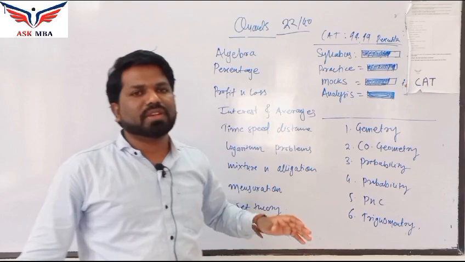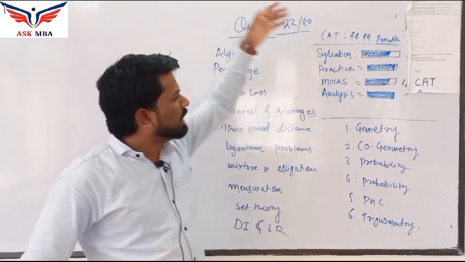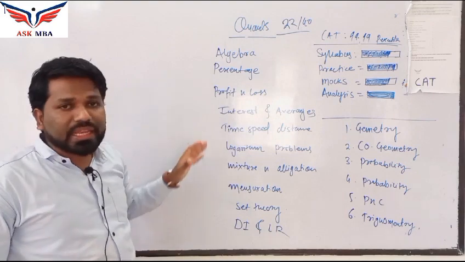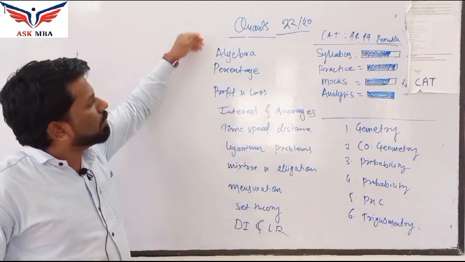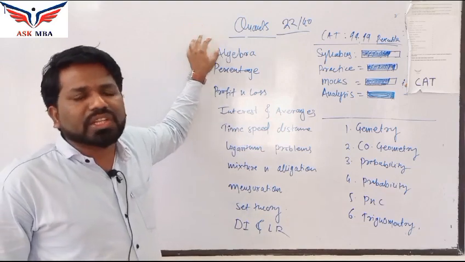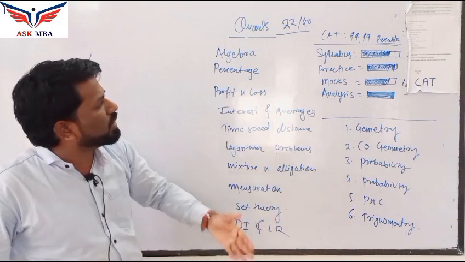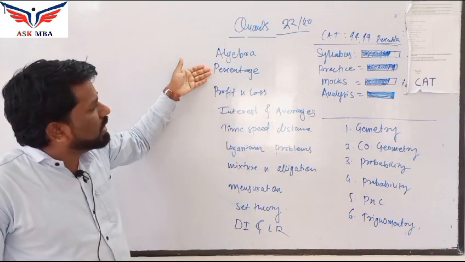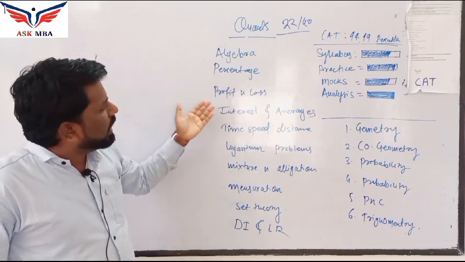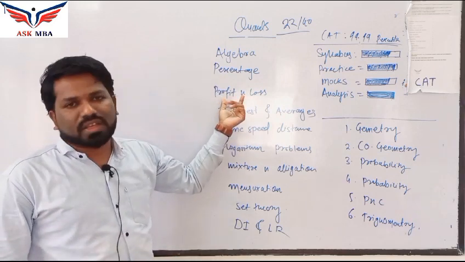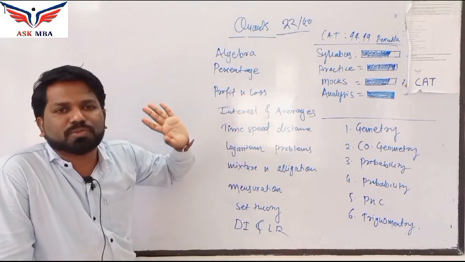Let's talk about one section at a time. First, Quants. We have 22 questions for 40 minutes. These are the topics which are highly important, according to me, for your CAT examination. For example, algebra. You might have seen at least one question in your previous mocks which you have been attempting for the past 6 months. Again, percentage, which is the principal concept for all of these. Again, profit and loss, which is one of the most important concepts. You might have seen at least 1 or 2 questions based on profit and loss.